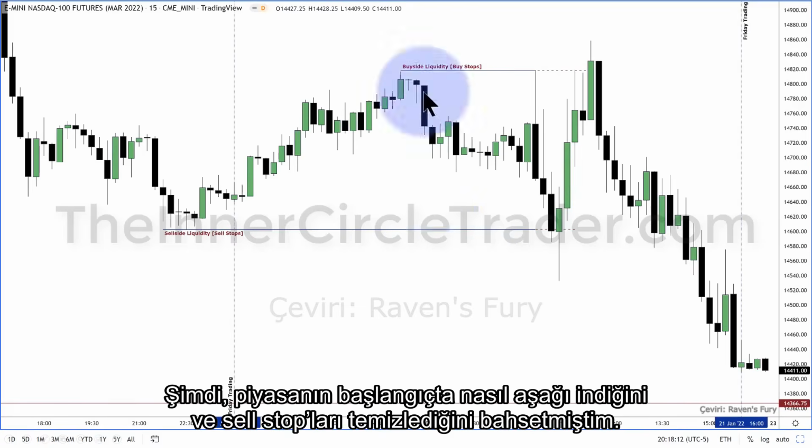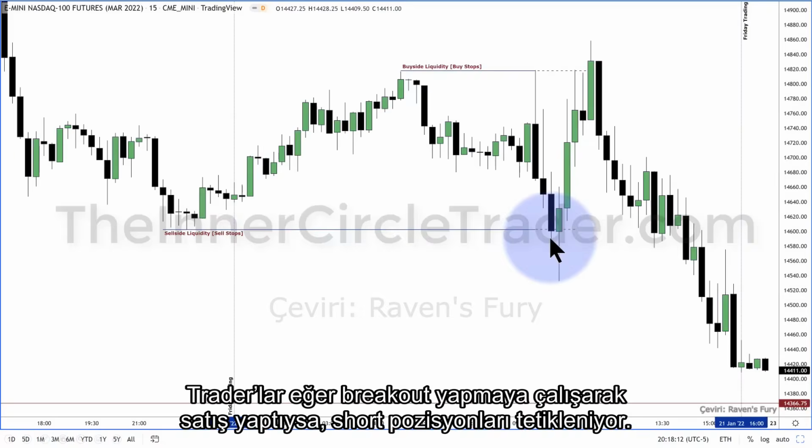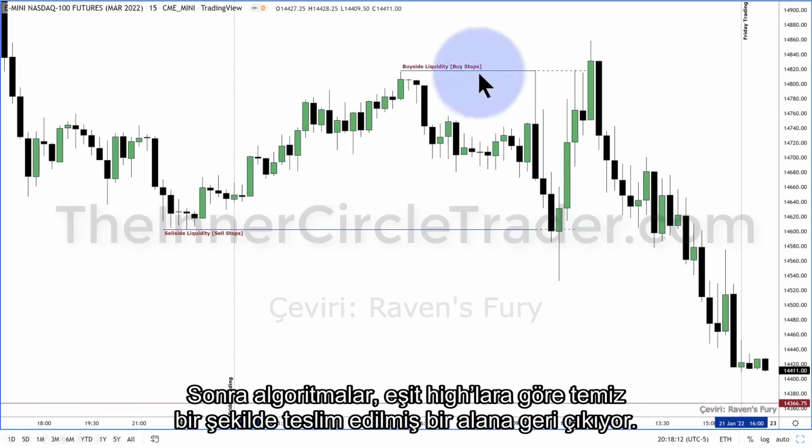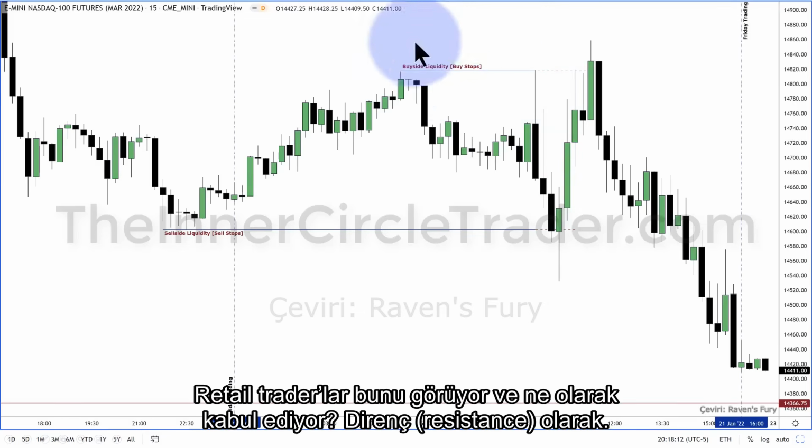Well, I mentioned how the market dropped down initially, and that takes the sell stops out. So sell side liquidity has been attacked. Traders are now tripped in going short if they sold on a break, trying to be a breakout artist. And then the algorithms go right back up to an area where it's been cleanly delivered: relative equal highs. See how this high here, right before it dragged, is basically the same high here. Notice that?